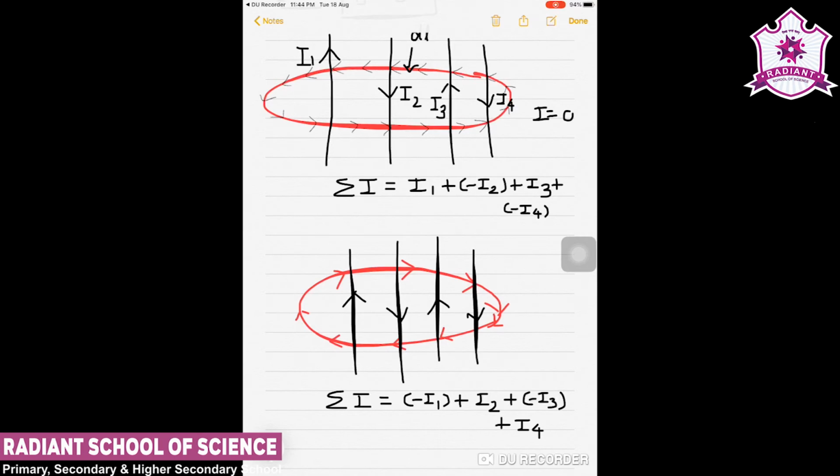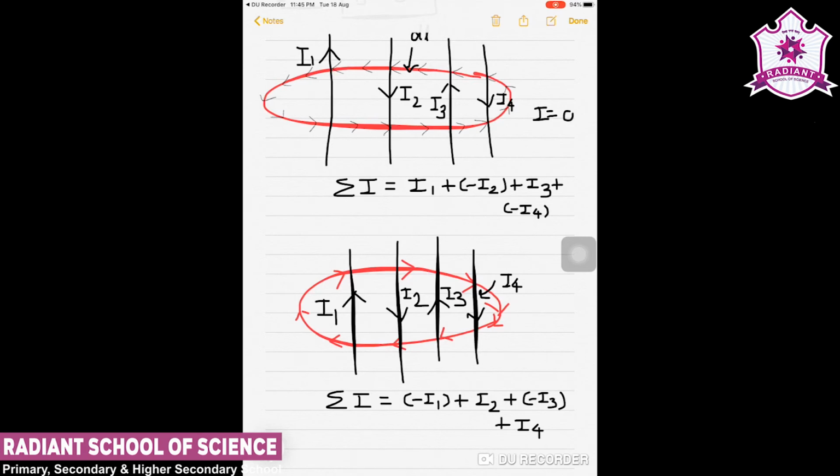loop in the direction of the fingers, so the fingers curl along the loop, that is clockwise, my thumb will point in a downward direction. So in this case the current in a downward direction is considered positive, and the current in the opposite direction is considered negative. So I1, I2, I3 and I4. So this is true for all types of currents, but it has the symmetry and a limit that I1 or I2 or I3 or I4 must not change throughout the experiment.